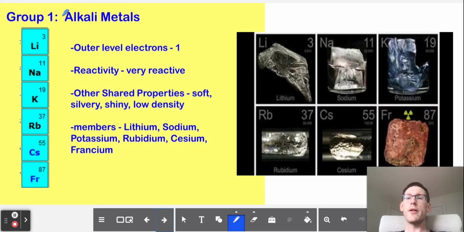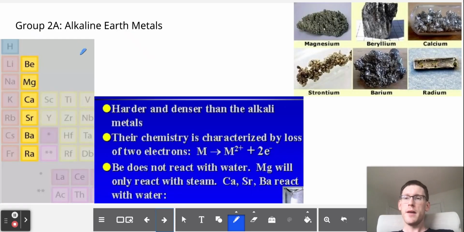Group 1A, the alkali metals. They all have one valence electron. They are very, very reactive. They're the most metallic of the metals. They're very soft. You can usually cut them with a butter knife, and they're low in density. The alkaline earth metals are kind of like the alkali metals, but a little bit less metal. They are a little bit harder, for example. They're not quite as shiny, and they're denser. They also are still pretty reactive, but not quite as reactive as the alkali metals.